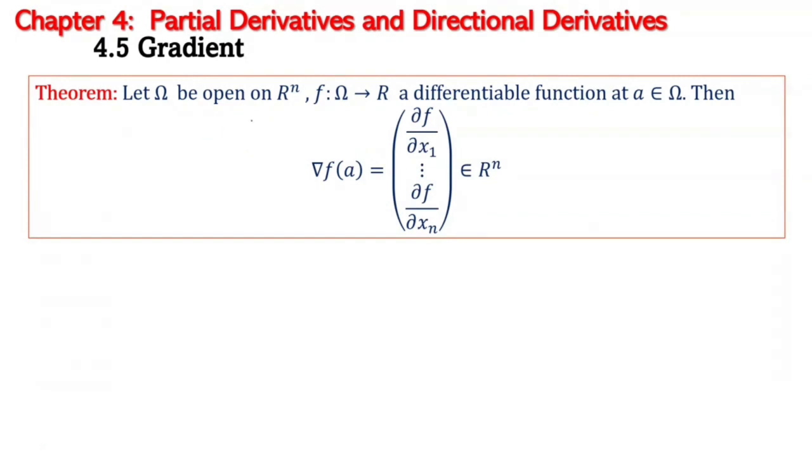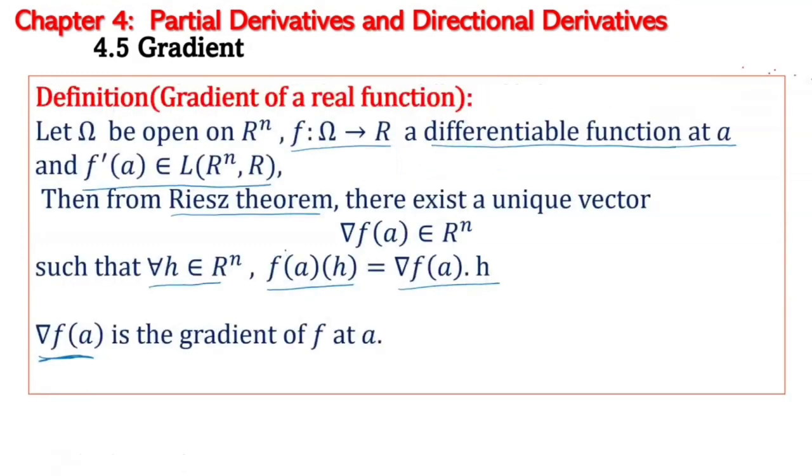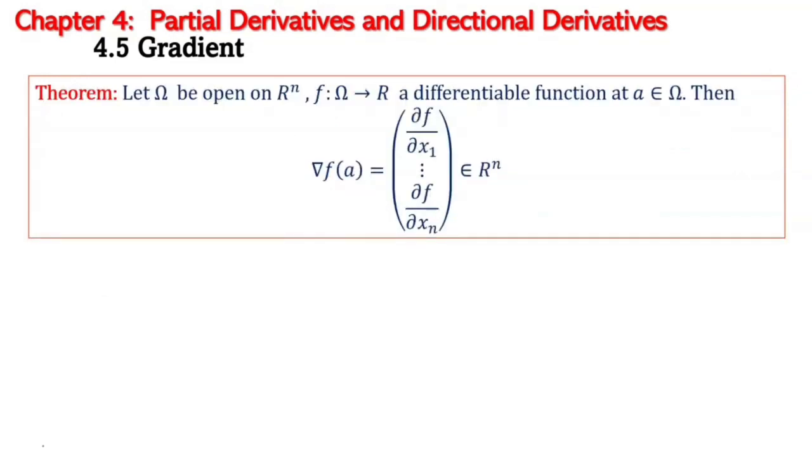Now we have a theorem here: let Omega be open in Rn, and f a differentiable function at a. Then the gradient of f(a) is calculated like this, where f'(a)h is equal to gradient of f(a) dot h. This theorem we are not going to prove. So the gradient of f(a) is the vector of the partial derivatives of f with respect to each variable.